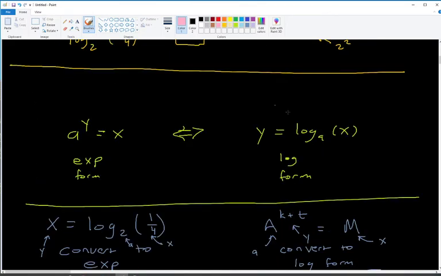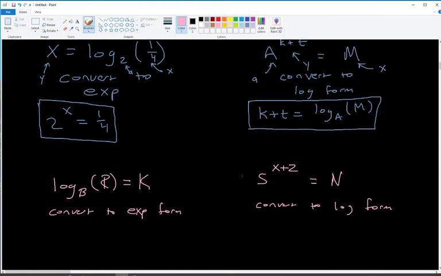B is acting as the lowercase a. X is the stuff in parentheses, so B is acting as the a. R is the stuff in parentheses, that's x. And this piece over here by itself is the y value. So we get a, which is actually the b, to the y power, which is actually to the k power, equals x, which is the r.